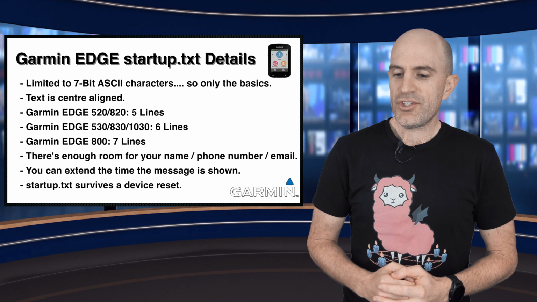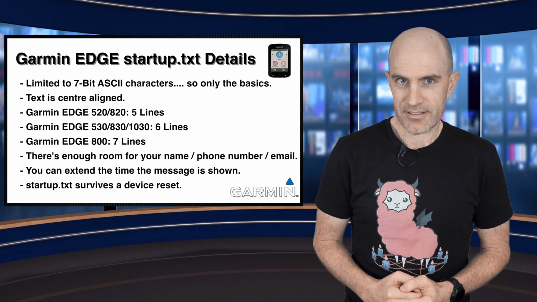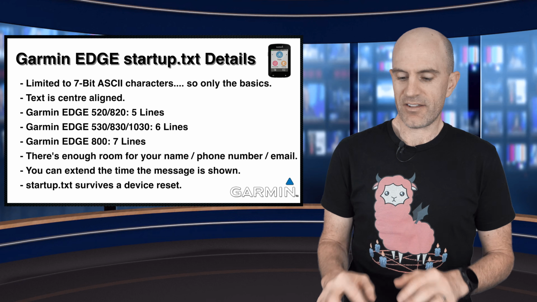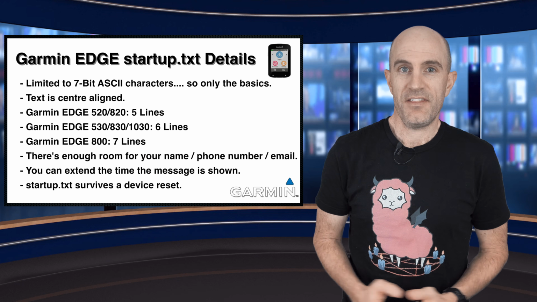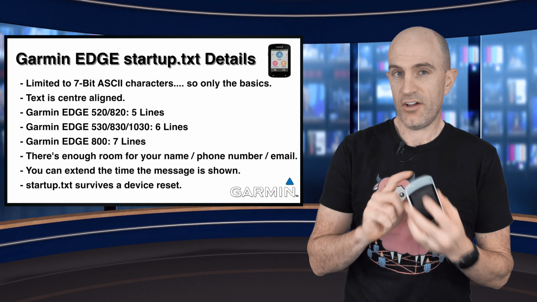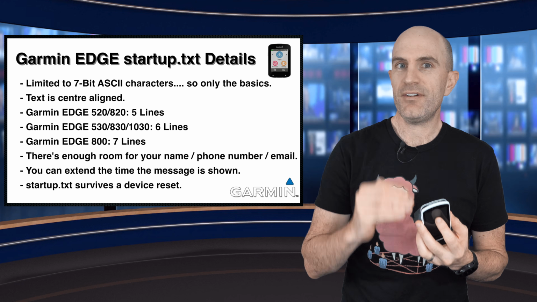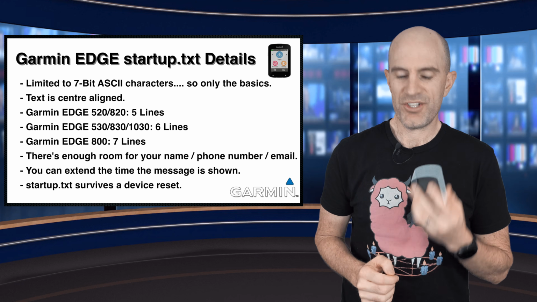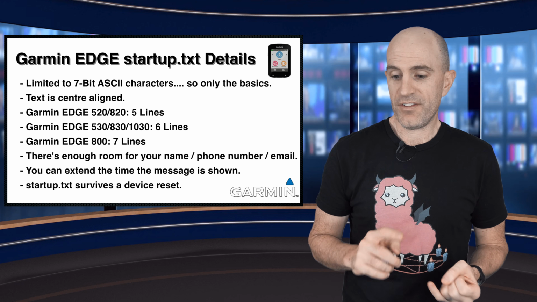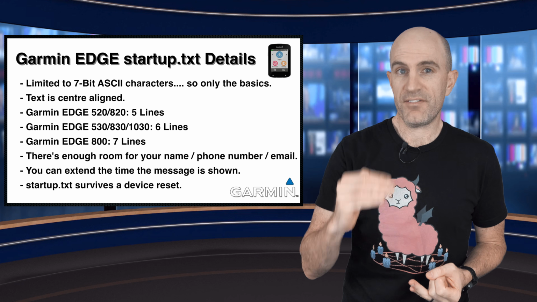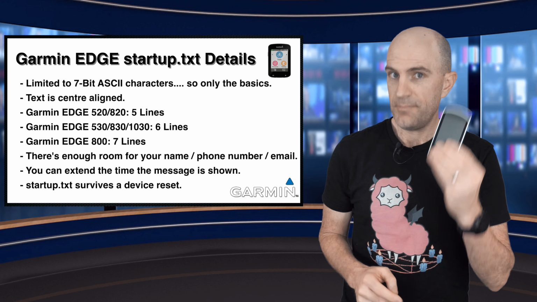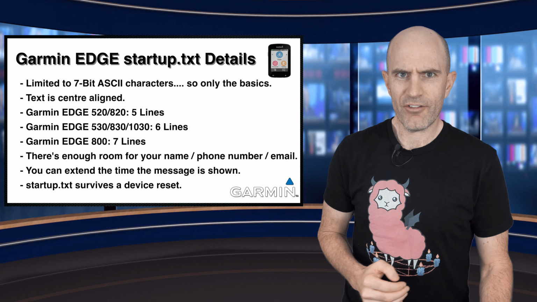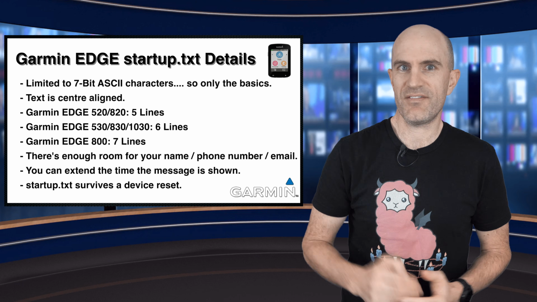First up, it's limited to 7-bit ASCII characters. So you've got just basic characters on the keyboard, no crazy cool ASCII art, unfortunately. The text is center aligned on the screen on startup, and the number of lines does differ depending on which head unit you've got. I found out that on the 520 and the 820, you've got 5 lines of text. On the 530, 830, and 1030, you have 6 lines of text, and on the old 800 there are 7 lines of text.